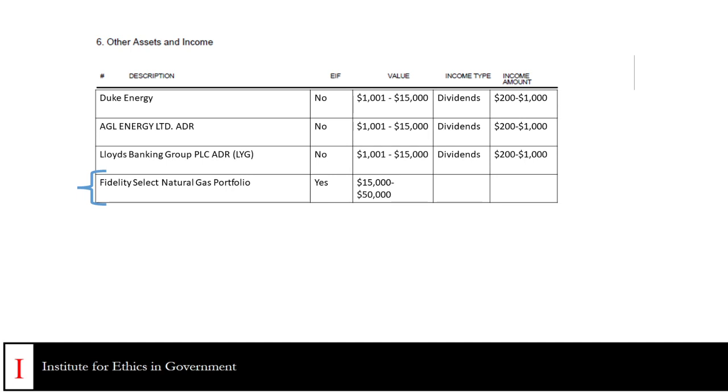That brings us to our final entry, Fidelity Select Natural Gas Portfolio. And this looks like it may be a fund or a collection of investments because the filer indicates it's an accepted investment fund with a value of $15,000 to $50,000.